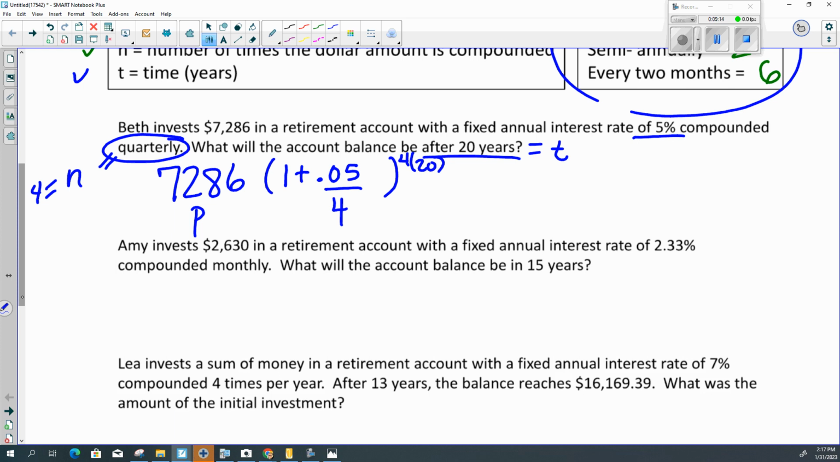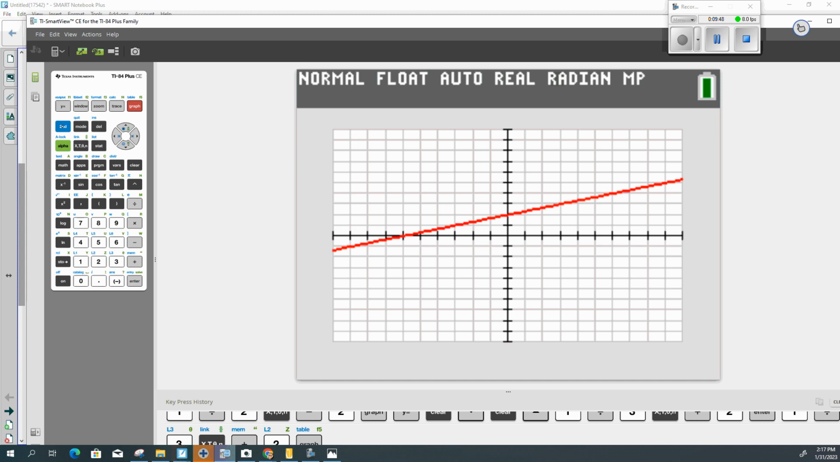The one thing I would not do is add these together first. Don't push 1.05 divided by 4. Either type it in just like this, or if you're going to type it in pieces, you would do that division first. Push enter. Then add the 1. Push enter. Then do the exponent. Press enter. And then do the times 7,000. So let's go to my calculator. You guys can get on yours.